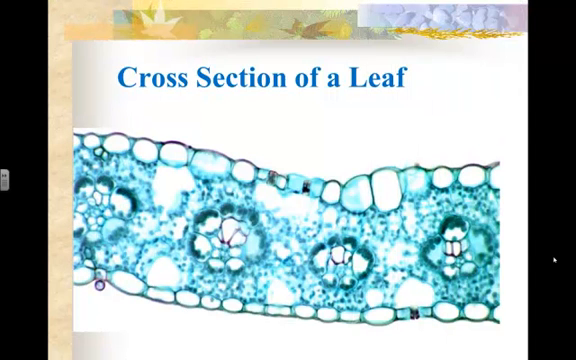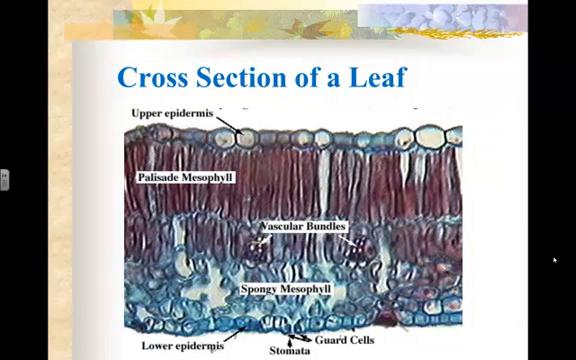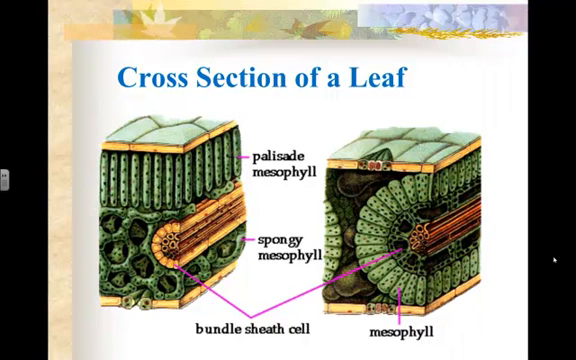Some more examples for you to find the stomata, the guard cells, the epidermis, the fibrovascular bundles, the mesophylls. Here's one that has them labeled for you. Here's another diagram.